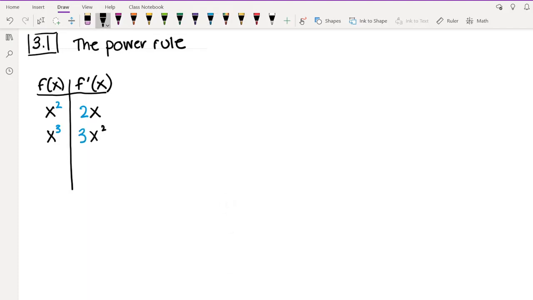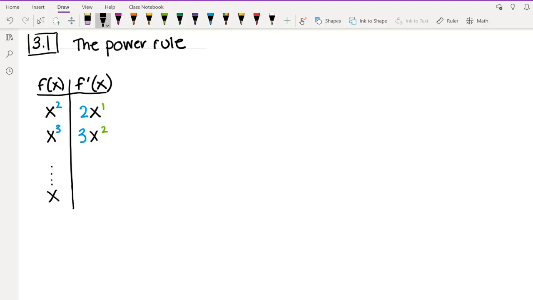Something else you might notice is that the exponents on the derivatives are 1 less than the exponents on the original function. You wouldn't necessarily write 2x to the 1, but it is, right? x is the same thing as x to the 1. So the original exponent was 2 and it became 1. Here the original exponent was 3 and it became 2. The general pattern is going to be, and I'll put a dot, dot, dot, because I want to put one more example on here.